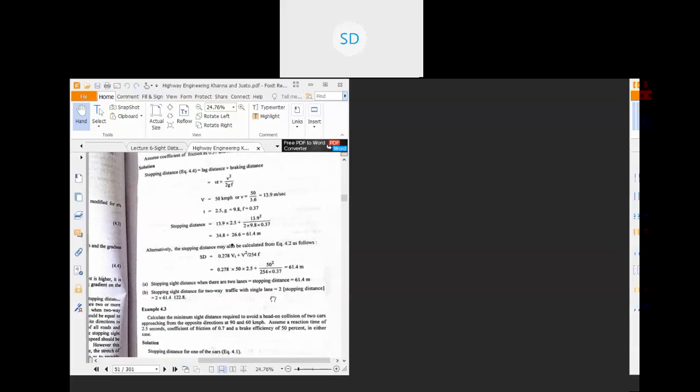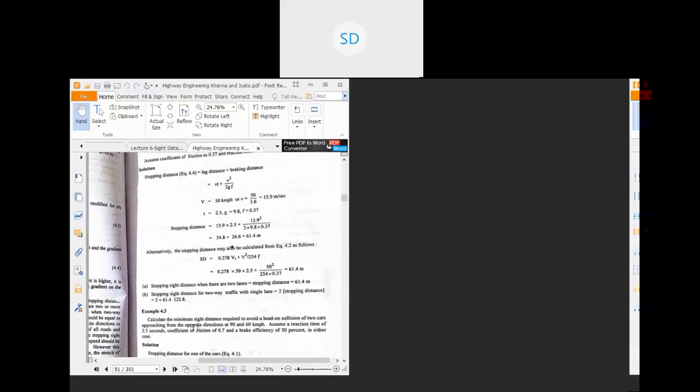I think the next problem is also feasible. Calculate the minimum sight distance required to avoid head-on collision of two cars approaching from the opposite direction at 90 and 60 km per hour. Assume a reaction time of 2.5 seconds, coefficient of friction of 0.7, and brake efficiency of 50% in either case.